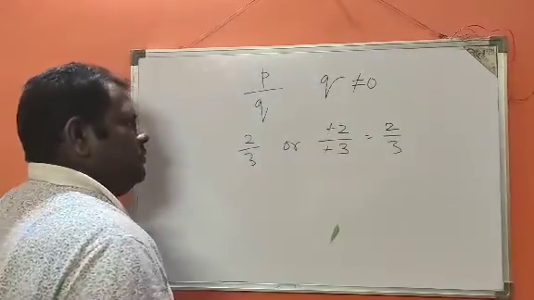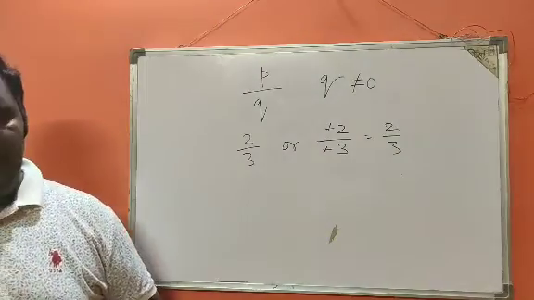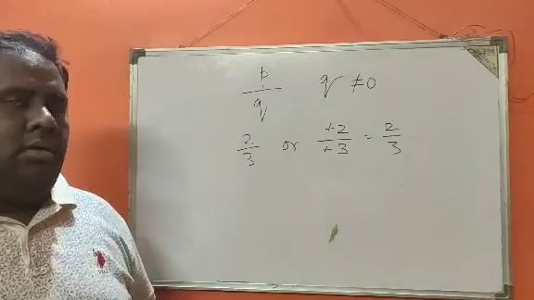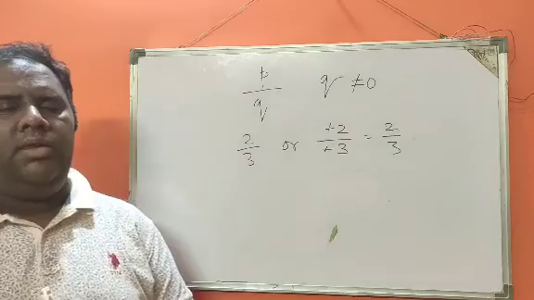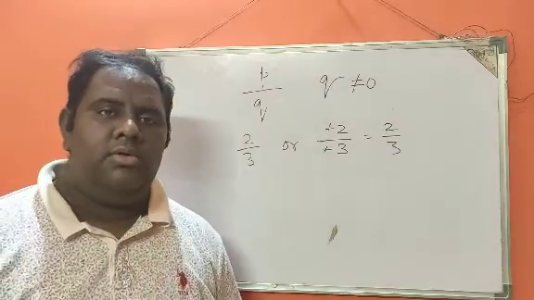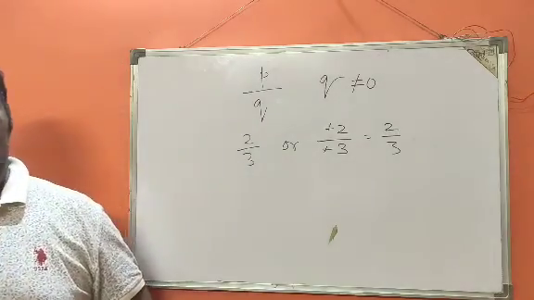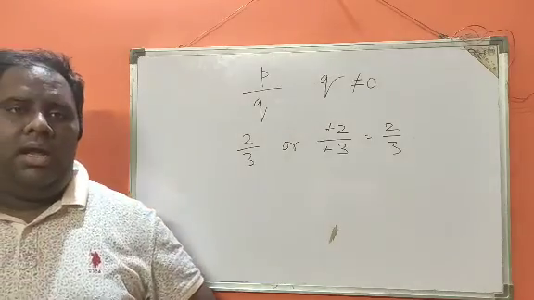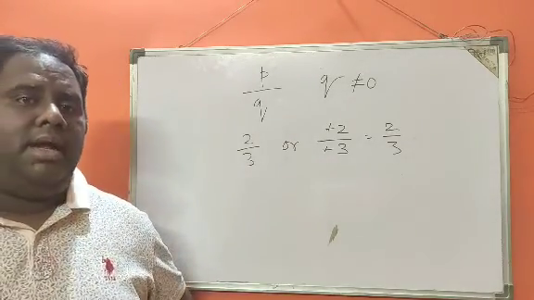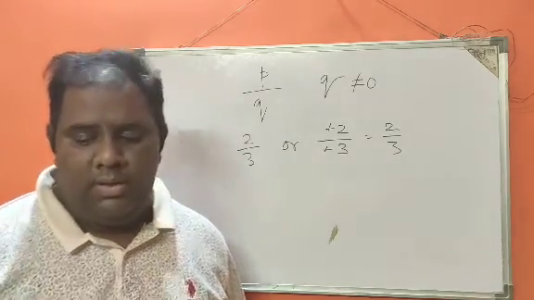This is also positive. So, if I have a rational number in the form of p upon q, and the signs of p and q are the same, both positive or both negative, then that type of rational number is known as a positive rational number. And if, of p and q, any one is negative, then that type of rational number is known as a negative rational number.